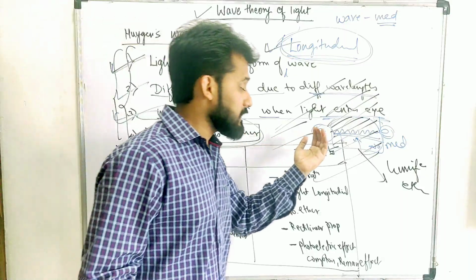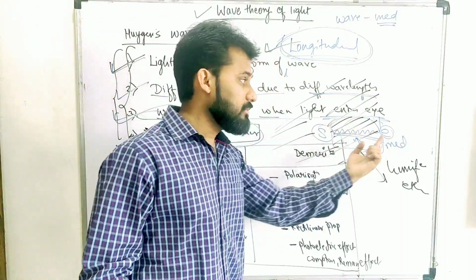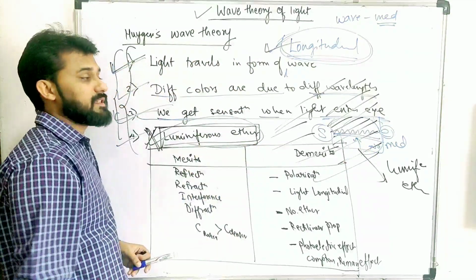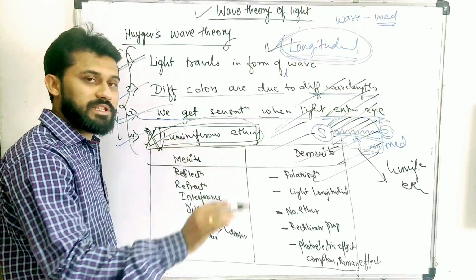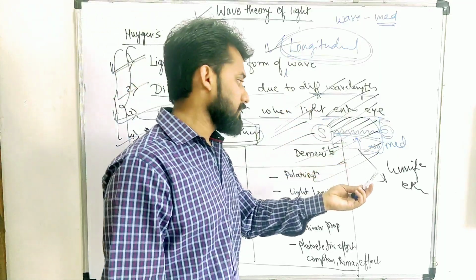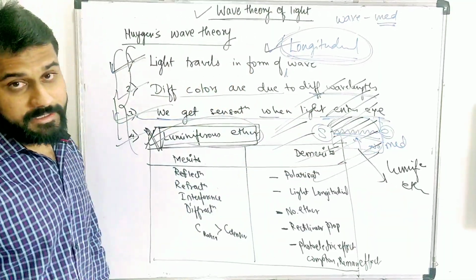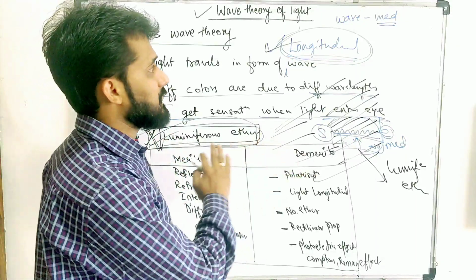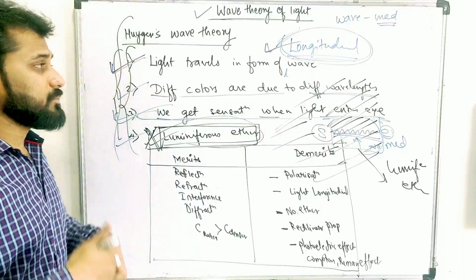In order to explain the propagation through vacuum, he assumed a hypothetical medium called luminiferous ether, and this was obviously the wrong point. Experimentally, there was no ether detected, right? So, in this theory there were some positives and some negatives. What positive point can we take from this theory?